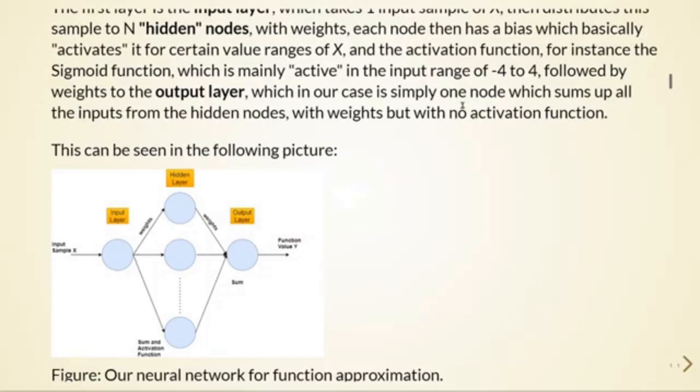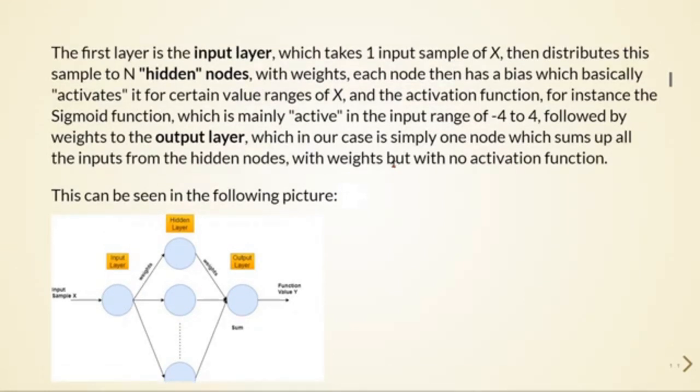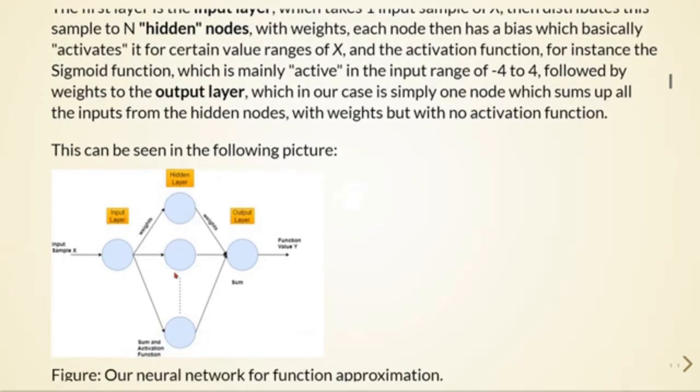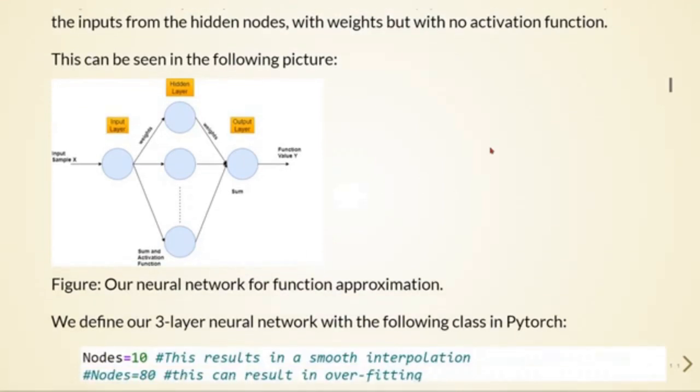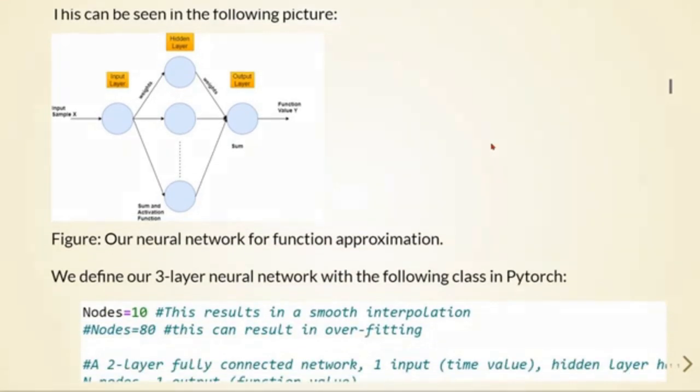We can see the structure of this network in this picture here. So we have our input sample, we have our input layer that will take this input sample and then distribute it to N hidden nodes with weights, and each node will have a bias and activation function, and then they will be followed by the output layer that in our case just adds all the inputs from the hidden nodes with weights but without any activation function.